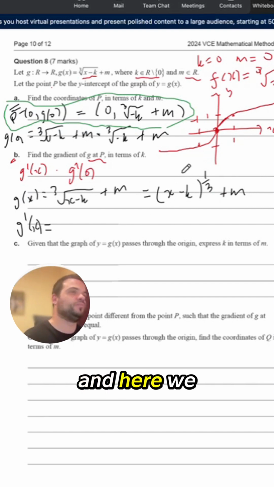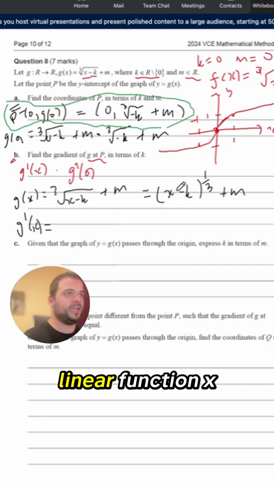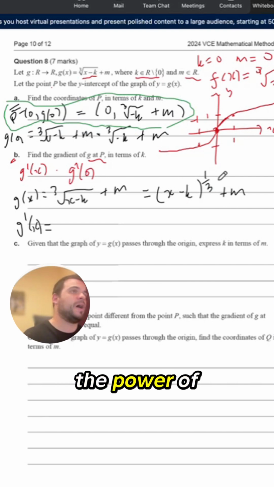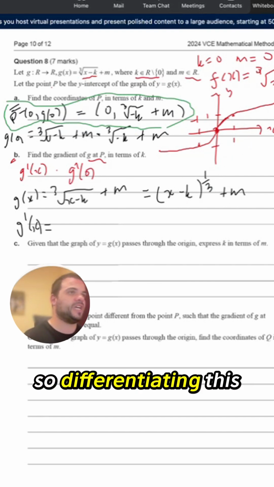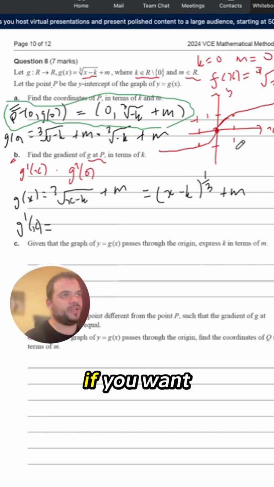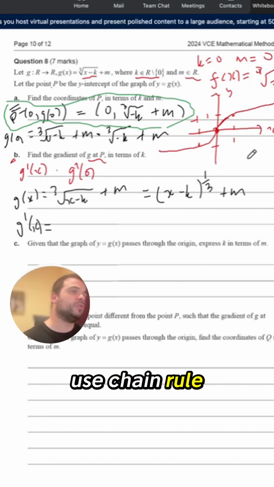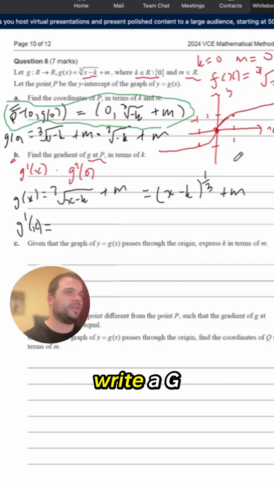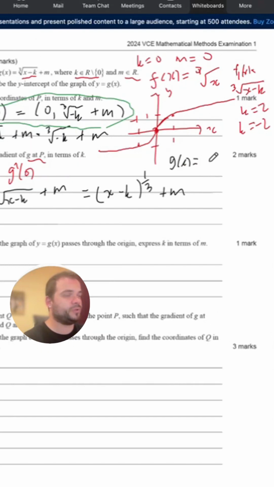And here we just have a linear function, x minus k, to the power of 1/3. So differentiating this, if you want to, you can use the chain rule. So you can write g of x is equal to u to the power of 1/3, where u is equal to x minus k.